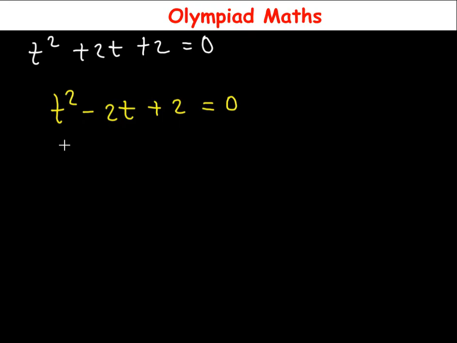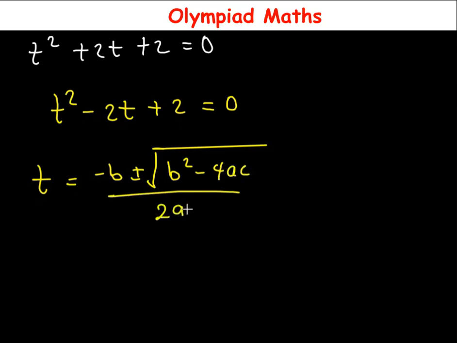So with respect to t, the formula is given by t is equal to minus b plus or minus square root b squared minus 4ac all over 2a. And in this case, the value of a in this equation is the coefficient of t squared, which is 1, the value of b is the coefficient of t, which is minus 2, while the value of c is the constant, which is plus 2.